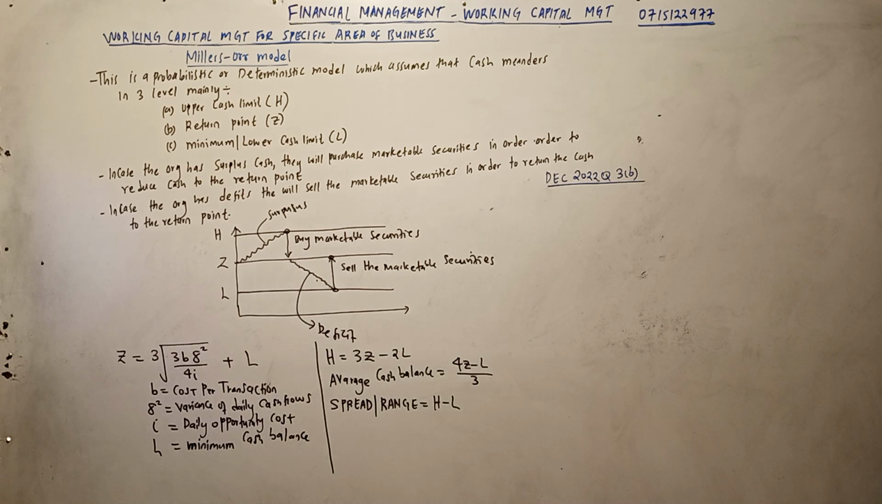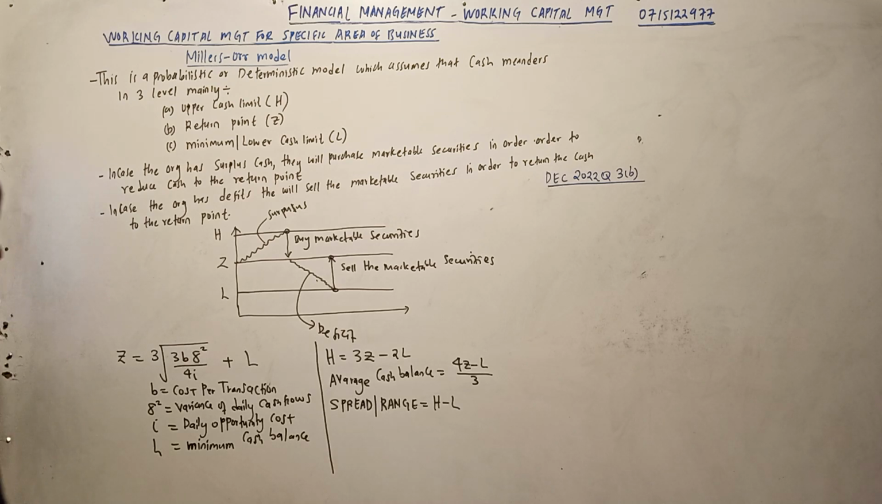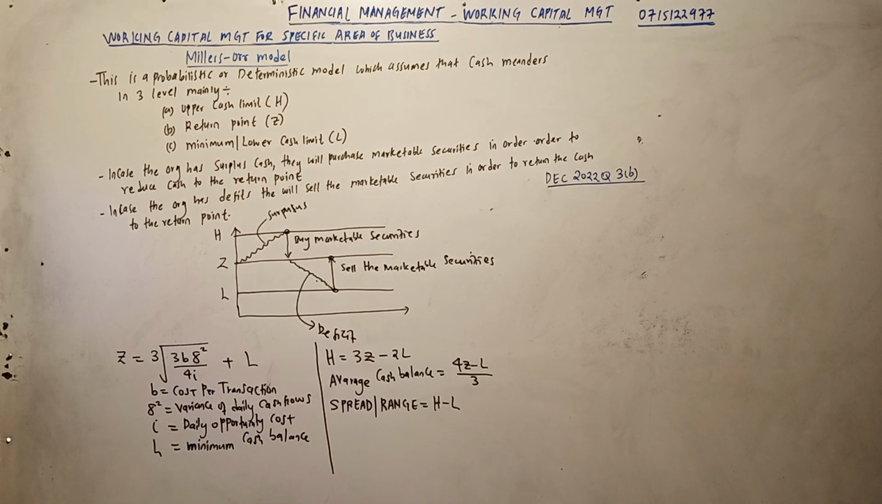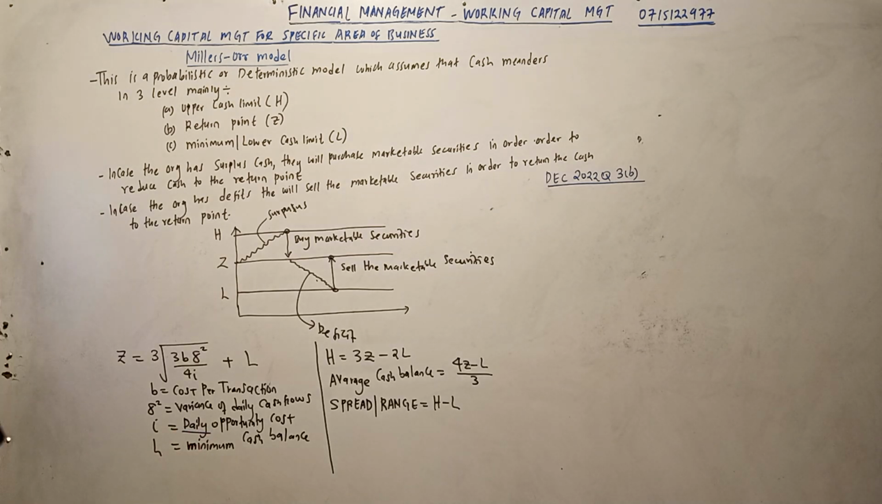Now remember here we said daily opportunity cost. Yes, the word daily. I was erasing the word daily, but it is there. So in our December 2022 question, they tell us the interest rate for the marketable security is 9.2% per annum. That is per annum, but here the word daily is underlined. So we need to convert that 9.2% per annum into daily.